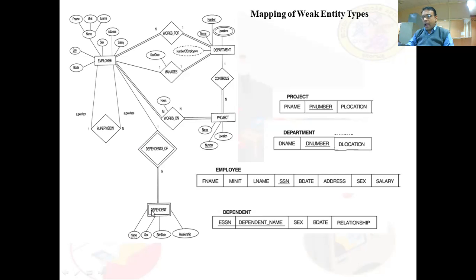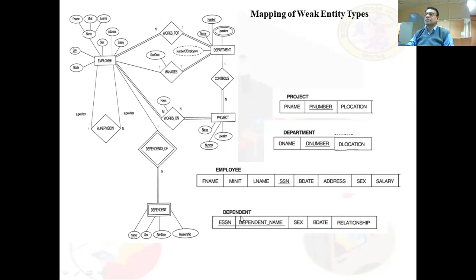In dependent, add the primary key attribute of the owner entity. Which is the primary key attribute of the owner entity? SSN. I have renamed it to ESSN. ESSN, and dependent name is the partial key. Sex, birth date, and relationship are the other attributes of dependent. So the combination of the foreign key as well as the partial key will give us the primary key in dependent.